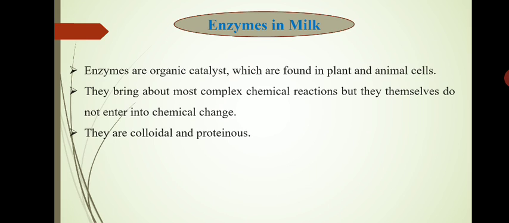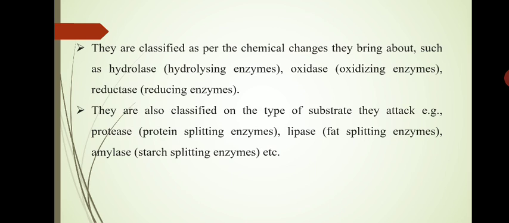All enzymes are made up of proteins. Enzymes are mostly present in the form of colloids or colloidal suspension. There are different types of enzymes. Basically they are classified according to the chemical changes they bring about, such as hydrolases. These are also known as hydrolysing enzymes. These enzymes break down complex molecules into simple form. Then oxidases as well as reductases. These enzymes are basically involved in oxidation reduction reactions.